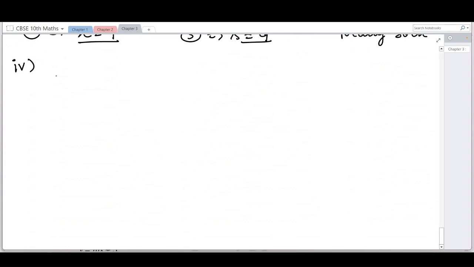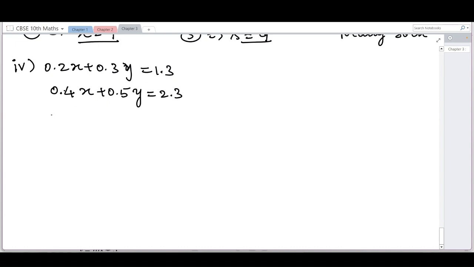Question number 4. 0.2x plus 0.3y equal to 1.3, and 0.4x plus 0.5y equal to 2.3. So among the two equations, let us take the first one.